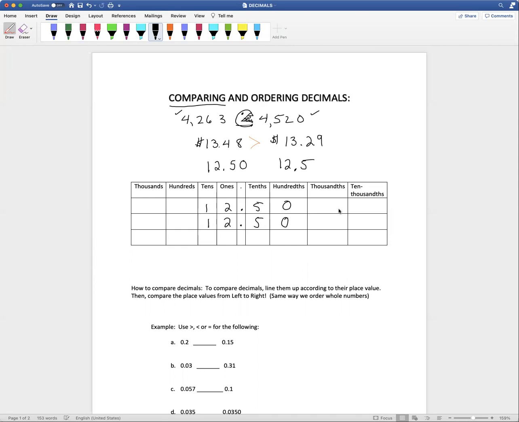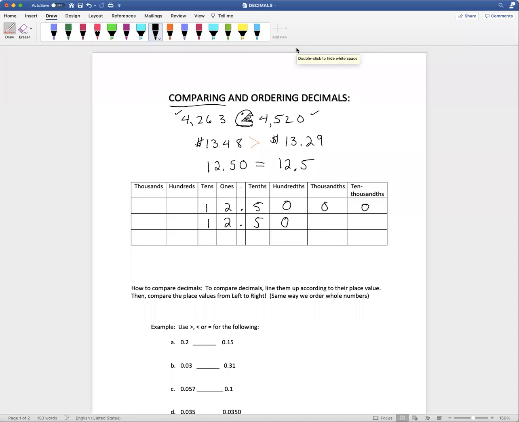Zeros to the right following a decimal don't matter. You can put in a bunch of zeros, or you can just leave it blank. It's the same thing. So it turns out that these two numbers are equal to each other. 12 and 50 hundredths is the same thing as saying 12 and 5 tenths. We can just tack that 0 on the end over there.